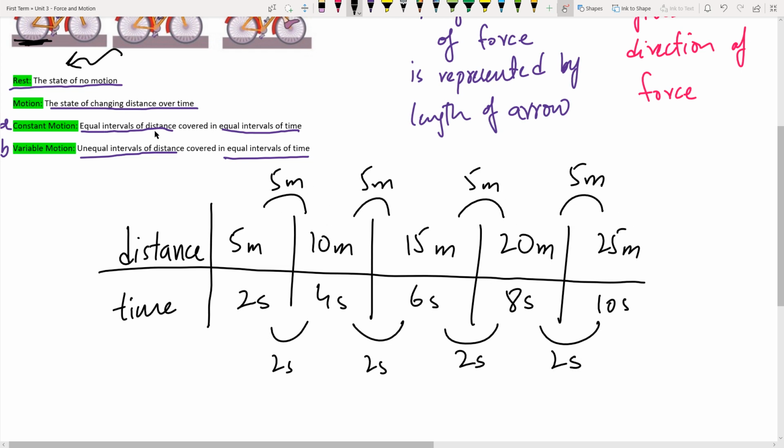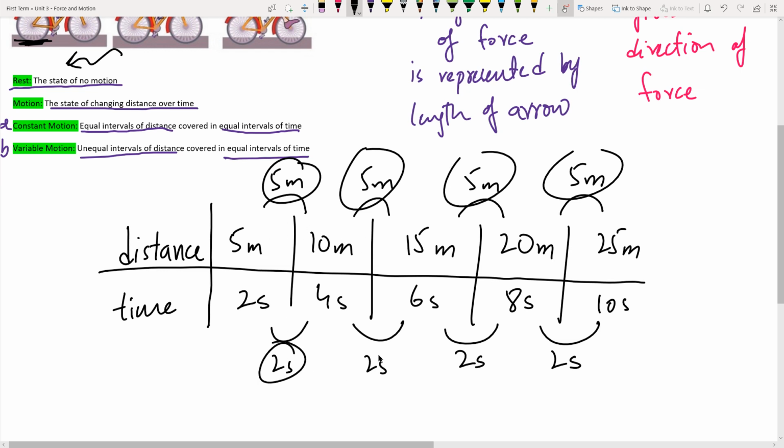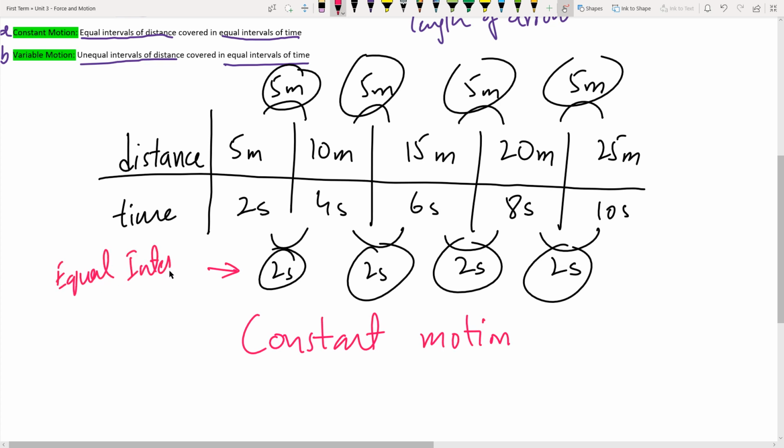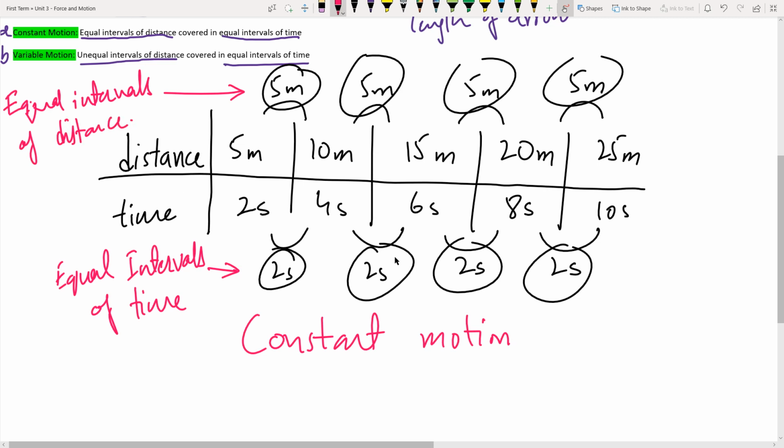So this is what I meant by equal intervals of distance, which is this 5 meter equal interval. Interval is the difference of 2 points, in equal intervals of time, which is this 2 seconds at the bottom. 5 meters in every 2 seconds. So this is going to be constant motion. So let me call this constant motion. I will give this arrow as equal intervals of time, and over here I'm going to tag this as equal intervals of distance. So this is going to be constant motion.